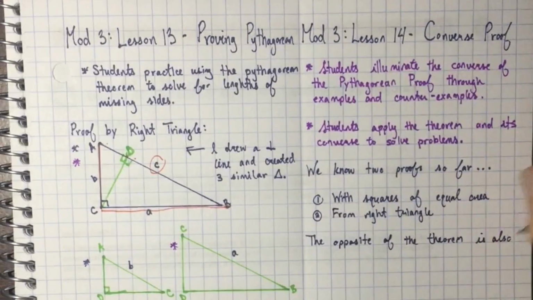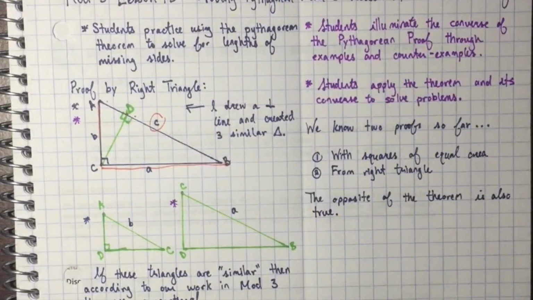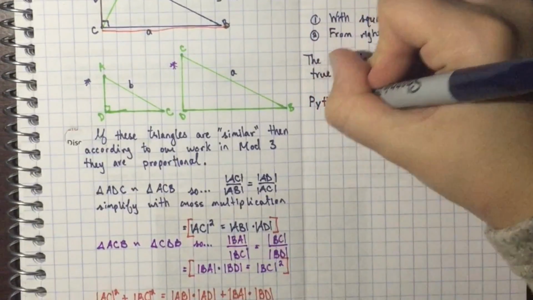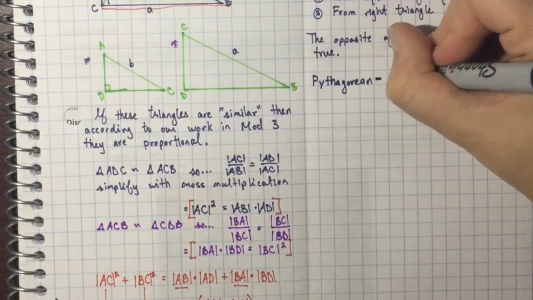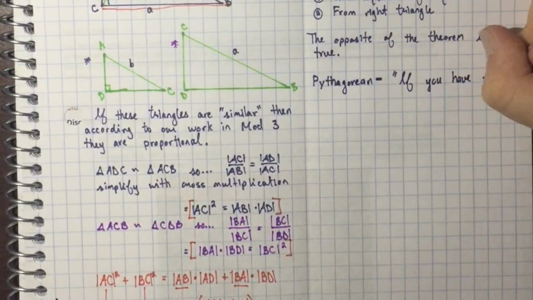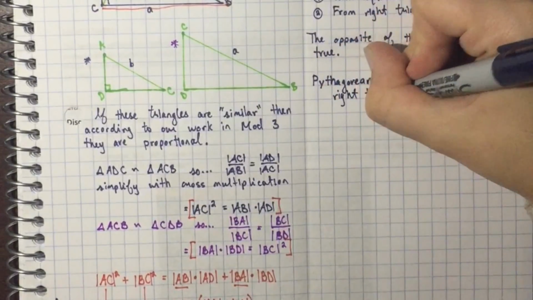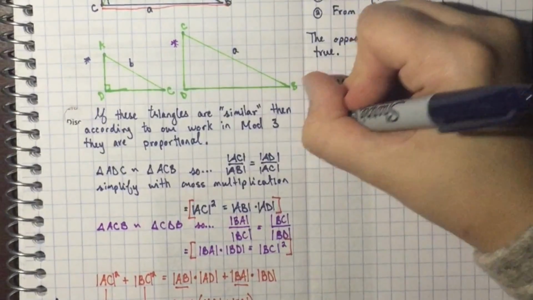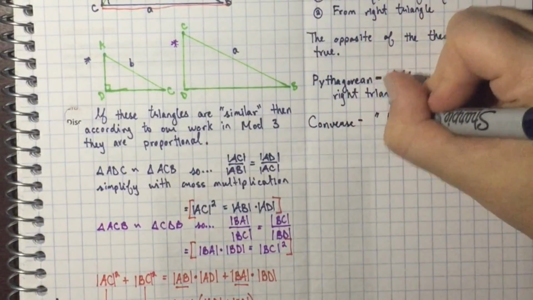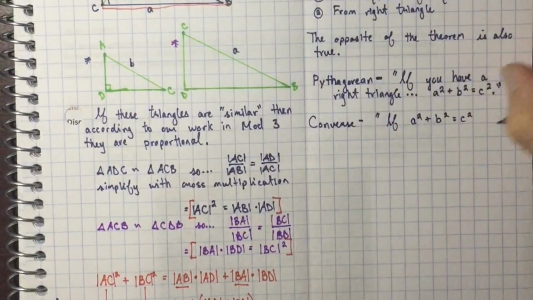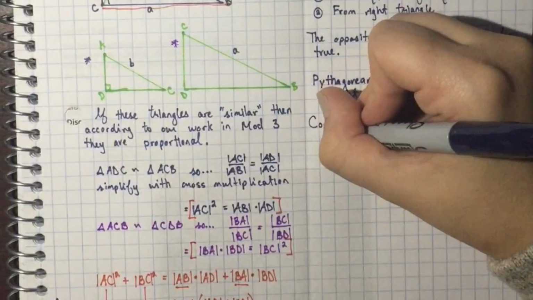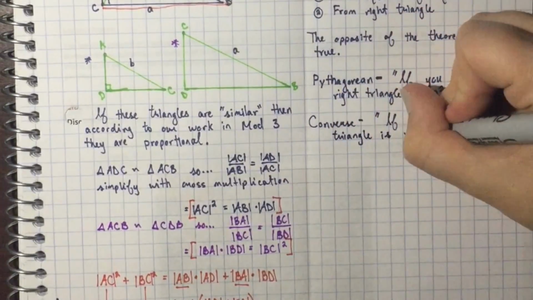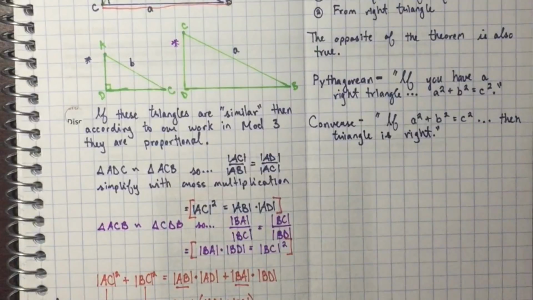The opposite of the theorem is also true. What we know about the Pythagorean theorem basically says if you have a right triangle, then a squared plus b squared equals c squared when a and b are the legs and c is the hypotenuse. The converse of that says if a squared plus b squared equals c squared, then the triangle is in fact a right triangle. So it just flips that statement around, which allows us to solve more equations in a variety of ways.